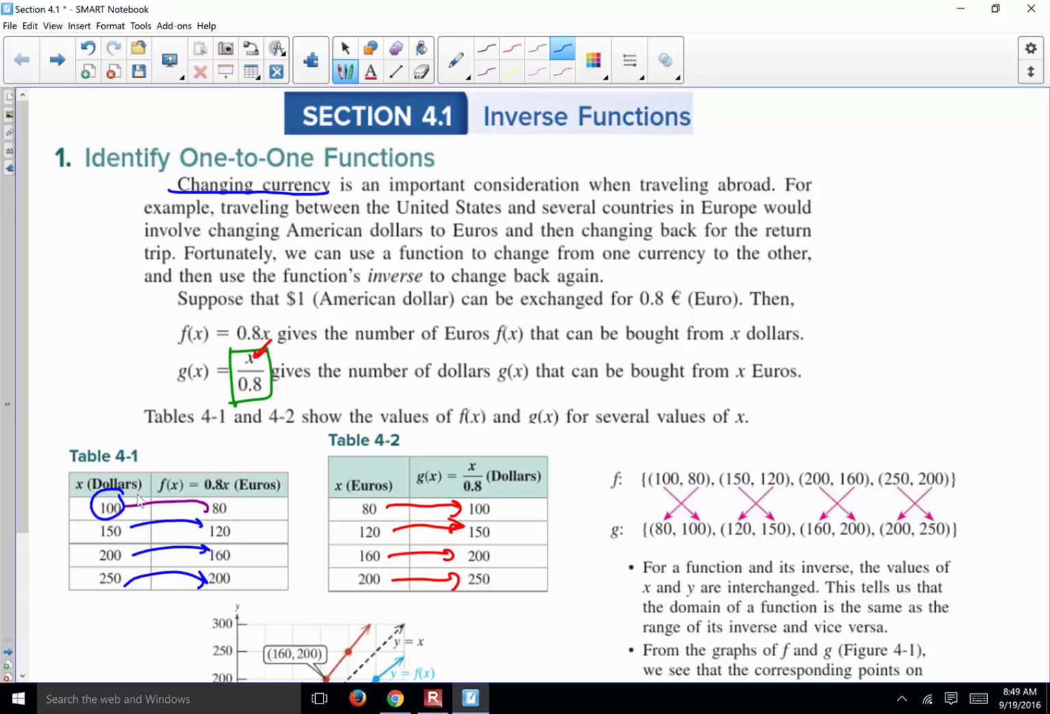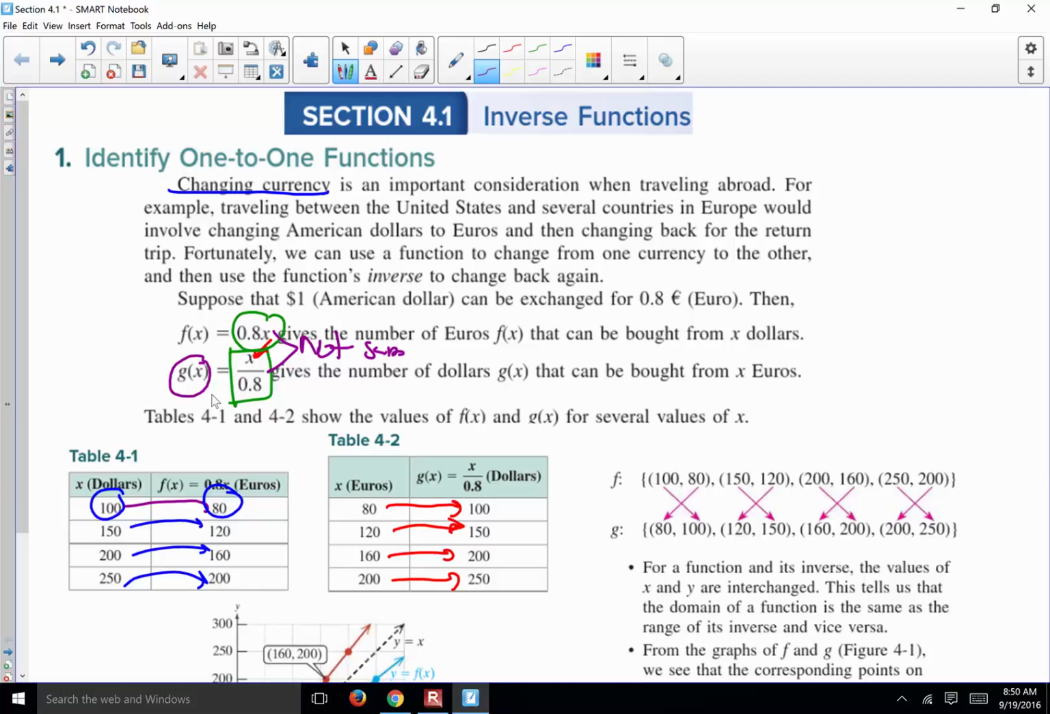You used to couple 100 with 80. 100 was going to 80. Now 80 is going back to 100. It's going back, inverting, inverse. Okay? This is where inverse functions happen in the real world. It's basically a new function. Look, they are not the same. It's a new function, so we call it a different letter.